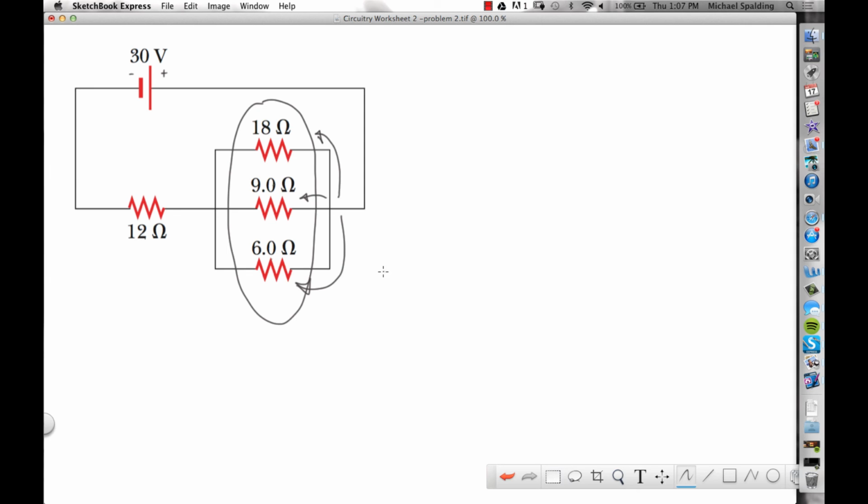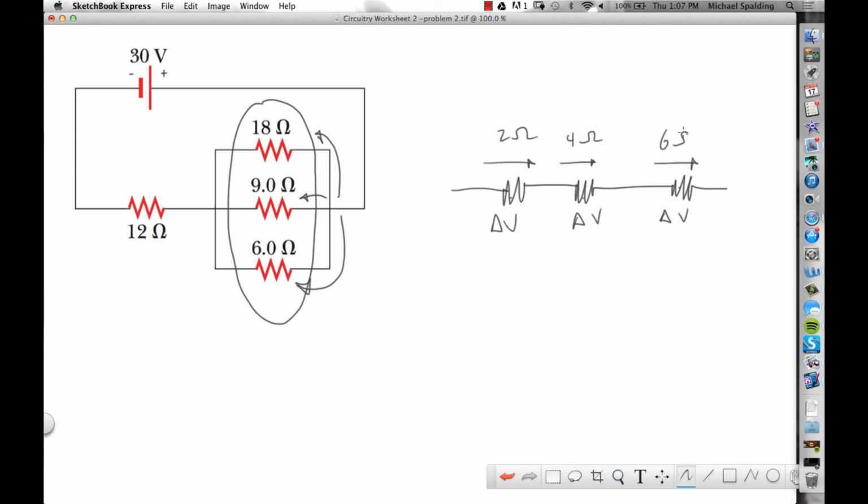And then what are the 2 things to know about series? If you have resistors that are in series, what do we know about them? These 3 resistors would have the same current. The current that goes through them is the same, just like water through a pipe. But the voltage, the delta V across each of them, would be different, because delta V equals IR. So different voltage if these were different resistors, say 2 ohm, 4 ohm, 6 ohm, something like that. Okay? All right.